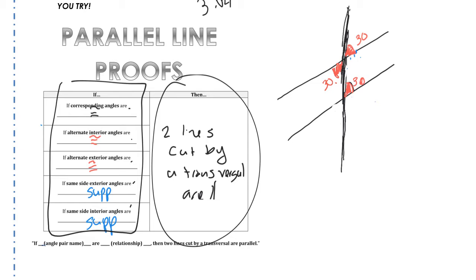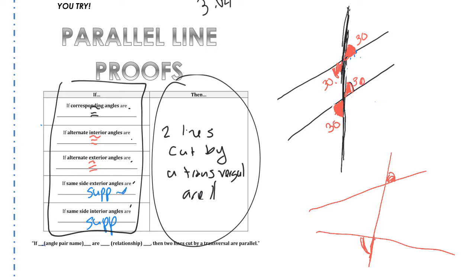Same thing with alternate exterior. So if this angle is 30 and this alternate exterior is also 30, then we know the lines are parallel. If the lines weren't parallel, this angle is pretty close to 90 degrees if I just eyeball it, but this angle is a lot less. So if they're not equal, then they're not parallel. And then same thing over here.